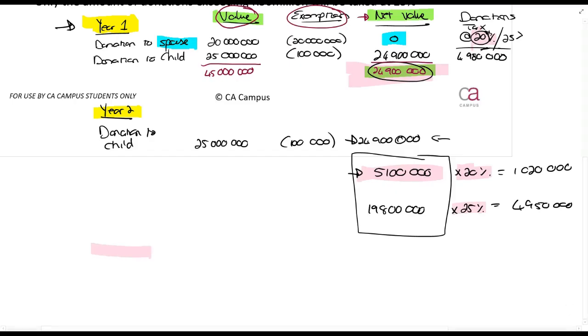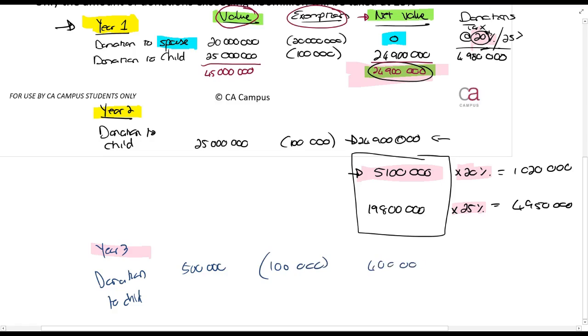So if in year 3 there's another donation to the child, just for the example, and let's say this one is 500,000. There's a 100,000 rands exemption for that year, leaving us with 400,000. From this point onwards, because we've already reached that 30 million, everything will be at 25%. And that's it for the donations tax rate. So please be aware of it.